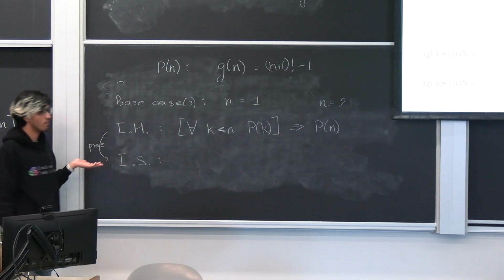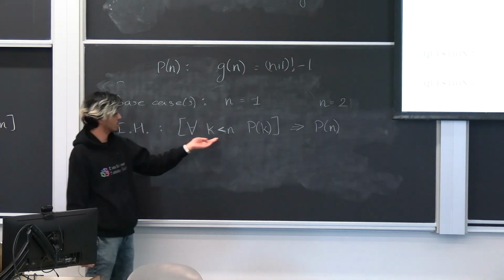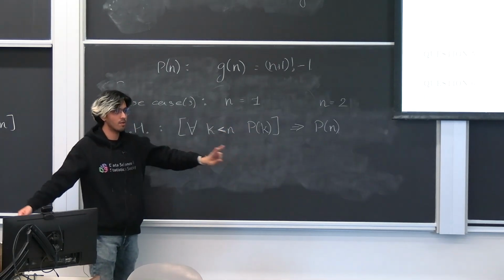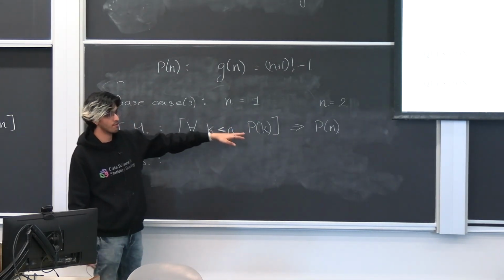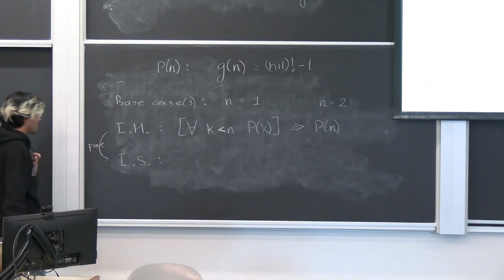This is a little bit of an overkill. I'm assuming it for every value less than n that predicate is true. But in reality, I only need n minus 1 and n minus 2. But it's fine. You can still make this hypothesis.